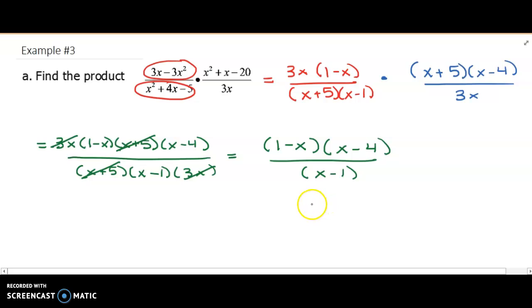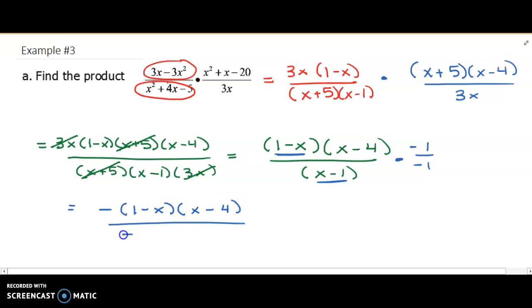All right, now if I look at this, I notice that this is very similar to this, okay? So I can actually do a little trick here to help one of them cancel out. I can multiply both of these by a negative 1 over a negative 1, okay? Now what that does is this just makes it a negative 1 minus x times x minus 4 over a negative x minus 1.